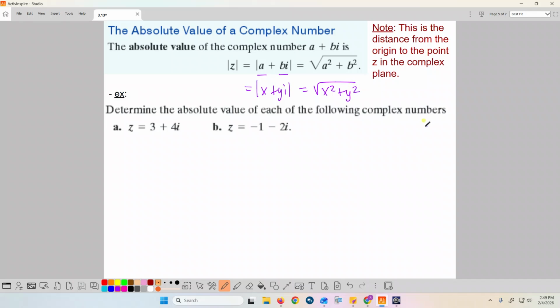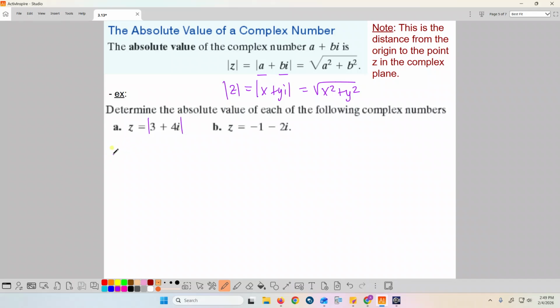Look at that, okay? So ultimately, the absolute value of a complex number, and I just want you to read this note here, this is the distance from the origin to the point. That's r. And that's why this is the same formula that appears. So this is really just an application of finding that r, okay? So let's do this, all right? We determine the absolute value for each of the following complex numbers. Okay, so basically do that.